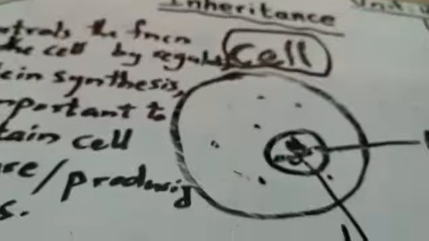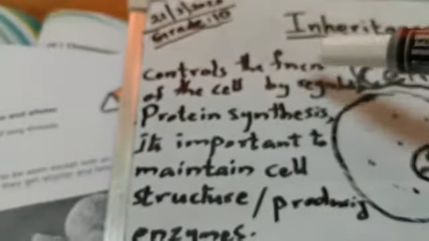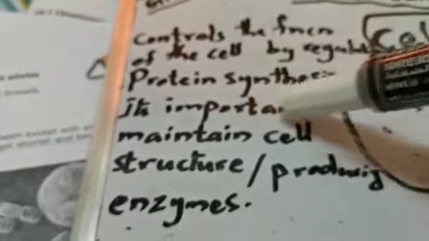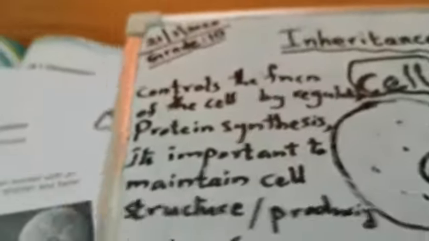Then, as you learned here, the chromosomes, the thread of DNA, I told you. What is the function of this DNA? DNA controls the function of the cell by regulating protein synthesis. It's important to maintain cell structure and to produce enzymes.